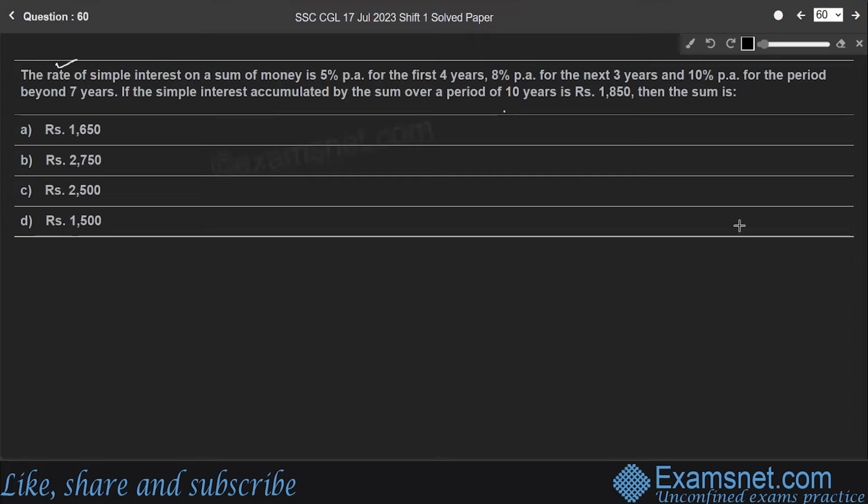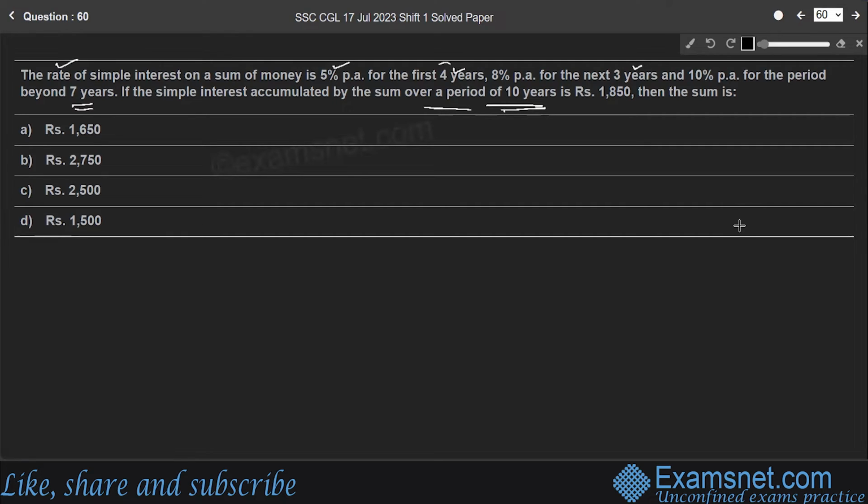Question 60. The rate of simple interest on a sum of money is 5% per annum for the first 4 years, 8% per annum for the next 3 years, and 10% per annum for the period beyond 7 years. If the simple interest accumulated by the sum over a period of 10 years is 1,850 rupees, then the sum is. Here, over the period of 10 years, simple interest is given.